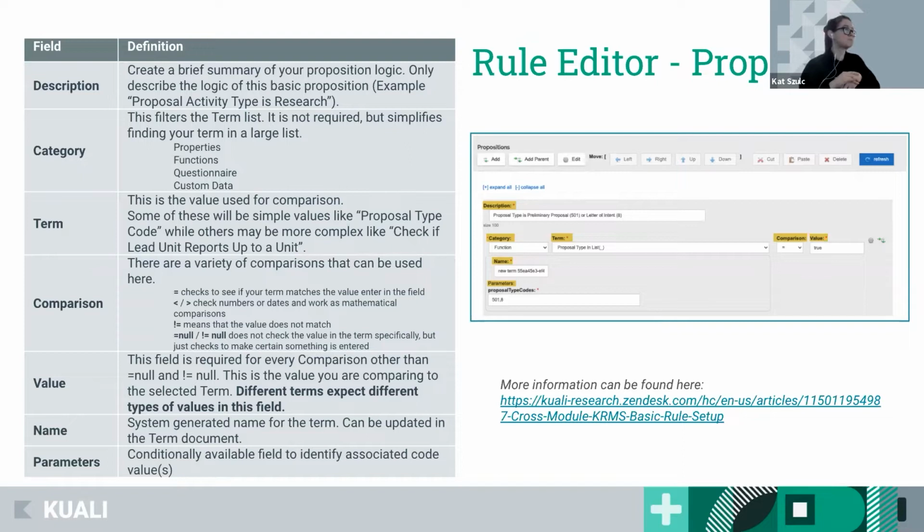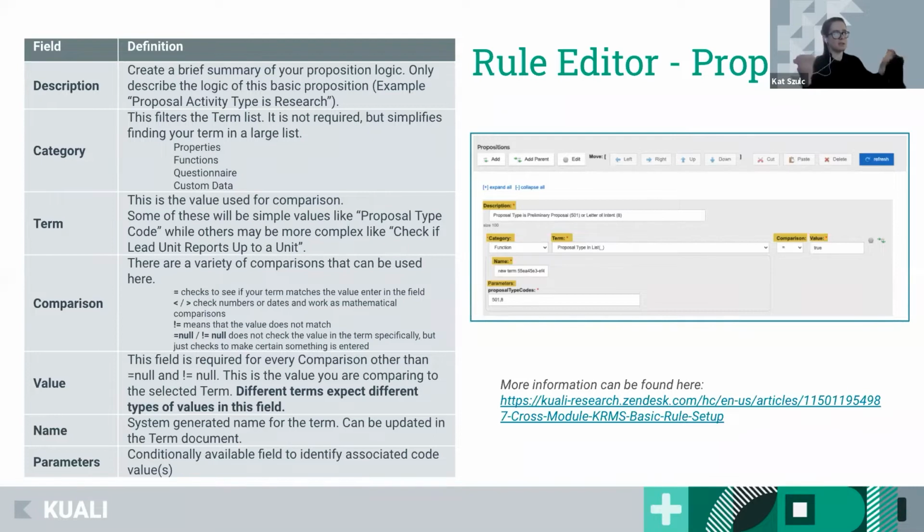Once you assign a description, the system is going to identify what category of term you are using. This is not a required field. You can go directly to the term list and you'll just see everything that's available, but the category allows you to set up some filtering to see what shows up in the term list. We have the following categories available: properties, functions, questionnaires, and custom data.